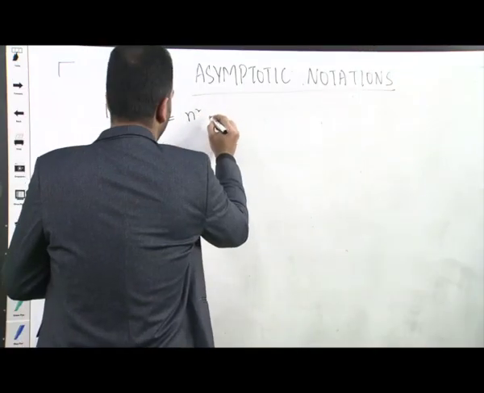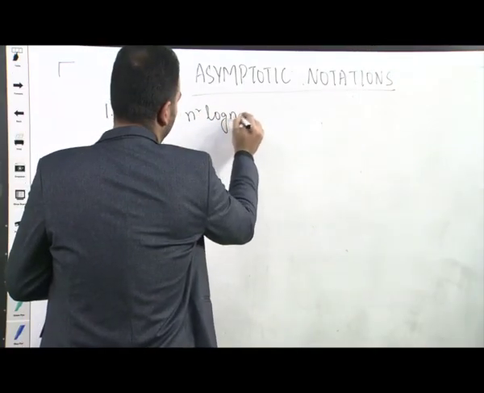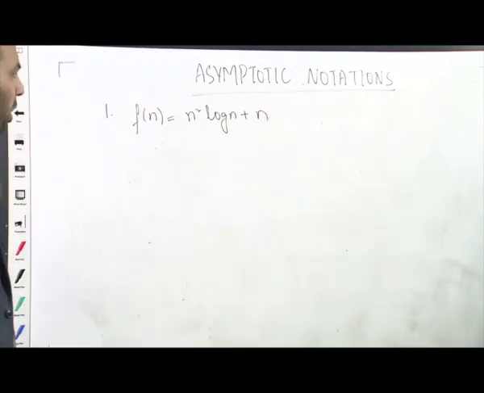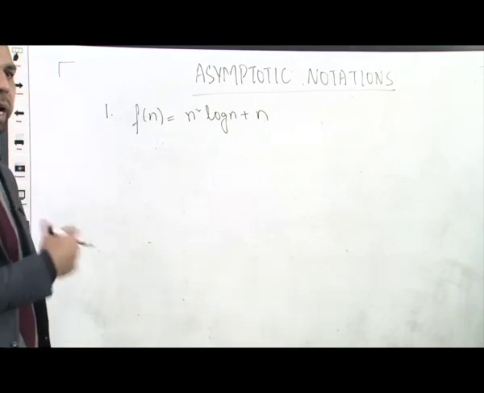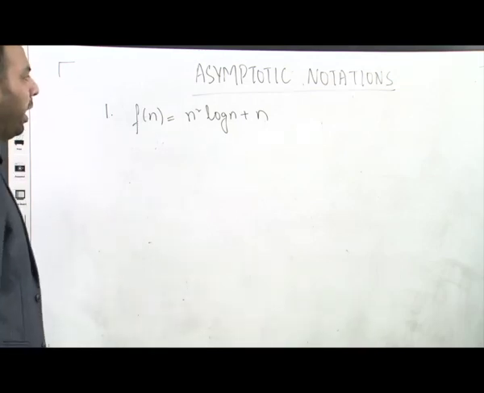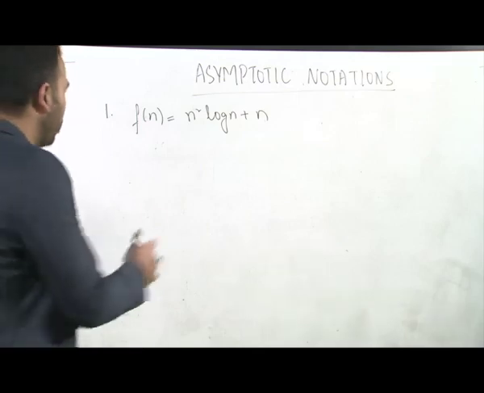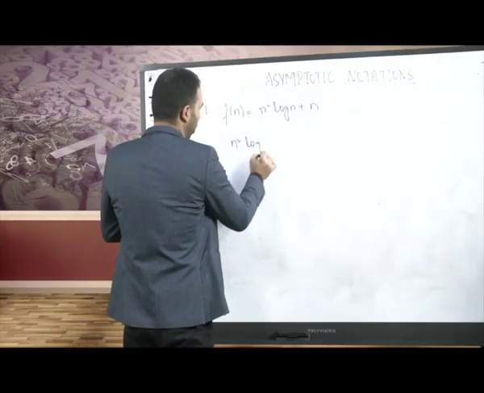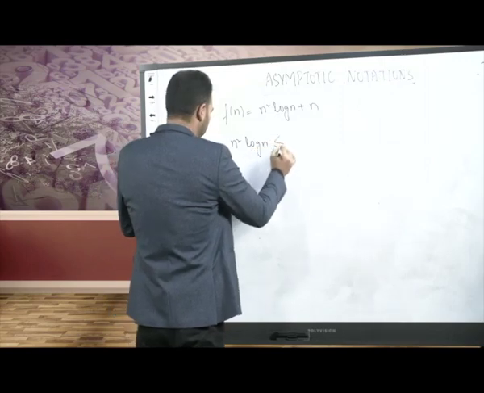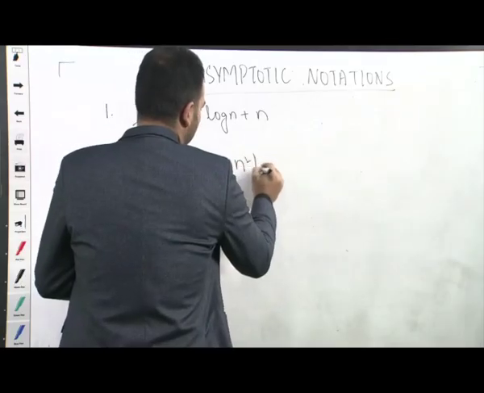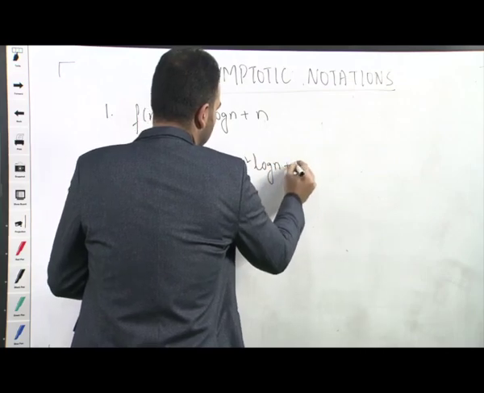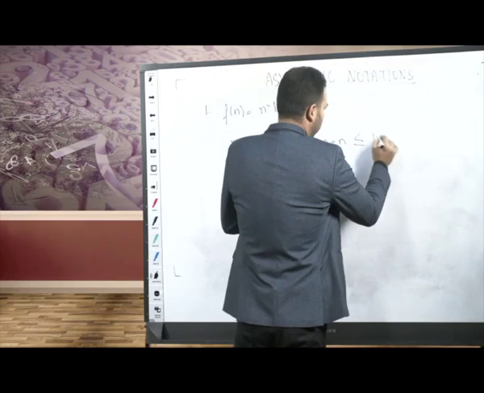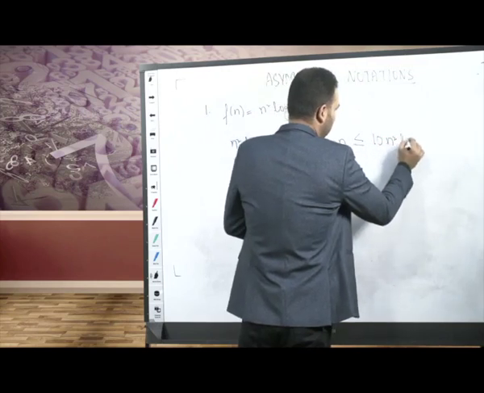n square log n plus n. Okay, this is another example. I won't be solving it now. I'll just write it down and you will understand whether it is true or not. So I can say that n square log n will be less than or equal to n square log n plus n, which will be less than or equal to 10n square log n.